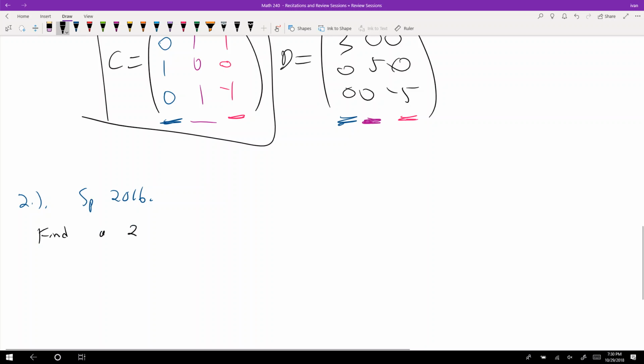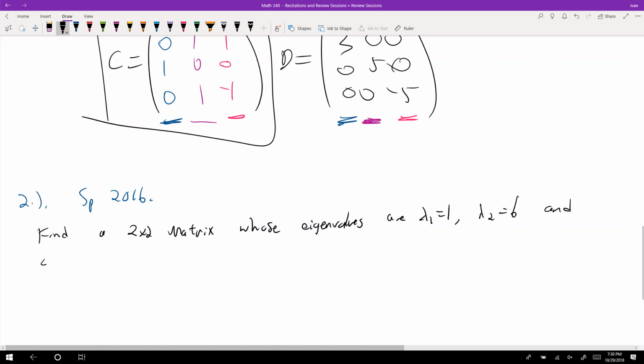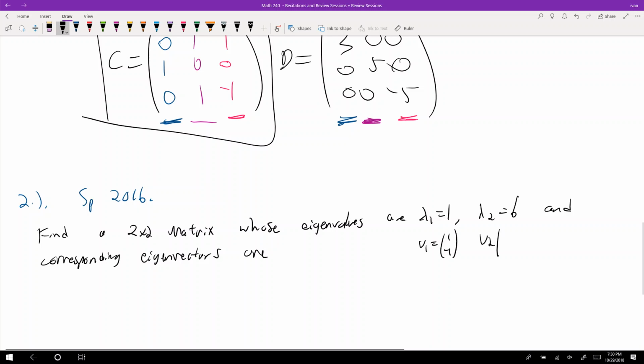Find a 2x2 matrix whose eigenvalues are lambda 1 equals 1, lambda 2 equals 6, and the corresponding eigenvectors are v1 equals (1, -1), and v2 equals (4, 1).